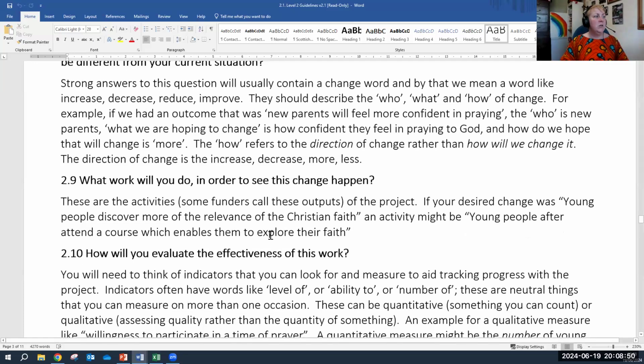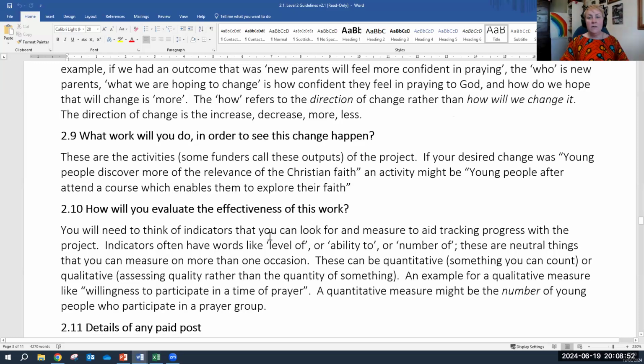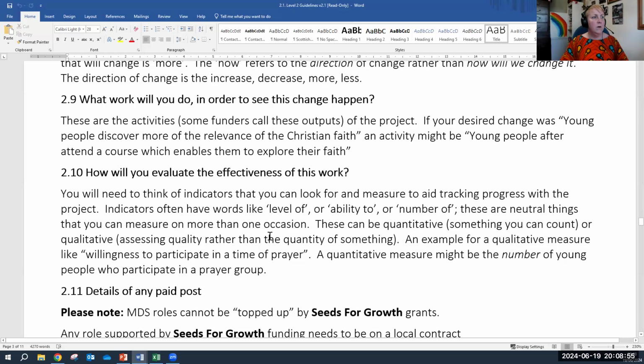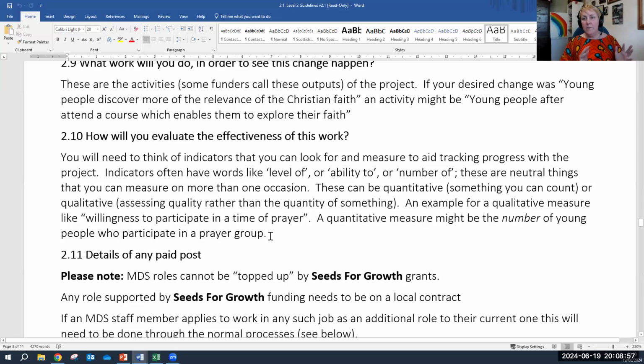And then we've got 2.10, how will you evaluate the effectiveness of your work? So again, like we talked about very briefly with level 1, you need to think of indicators that you can look for and measure to aid tracking. Indicators often have words around them like level of, or ability to, or number of. And these are things that you can measure. So they'd be quantitative, something you can count, or qualitative, assessing quality rather than quantity.